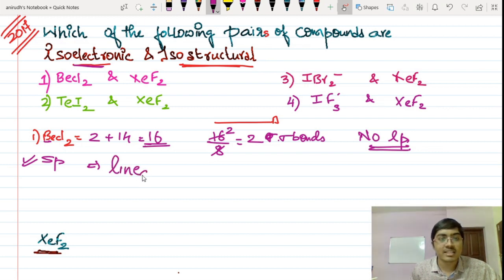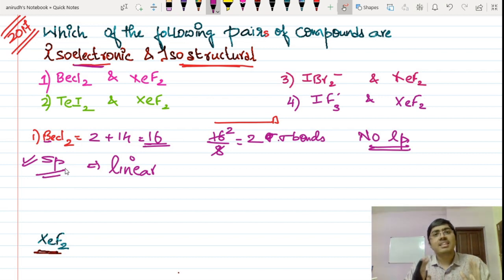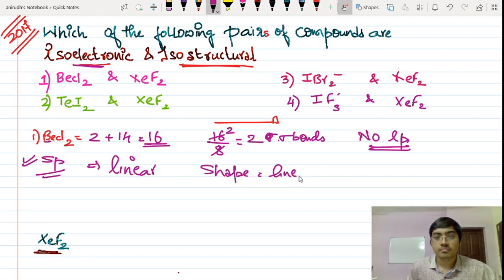Geometry is linear. Why is it linear? Because it is a standard thing: if any hybridization is sp, then the geometry is obviously linear. Shape can differ with respect to the number of lone pairs of electrons. Because of lone pair bond pair repulsion, there will be a difference between the shape and geometry of a molecule. Geometry simply depends upon which hybridization the molecule has, but the shape depends upon the number of bond pairs and lone pairs of electrons. But there are no lone pairs over here, so my shape is also linear.